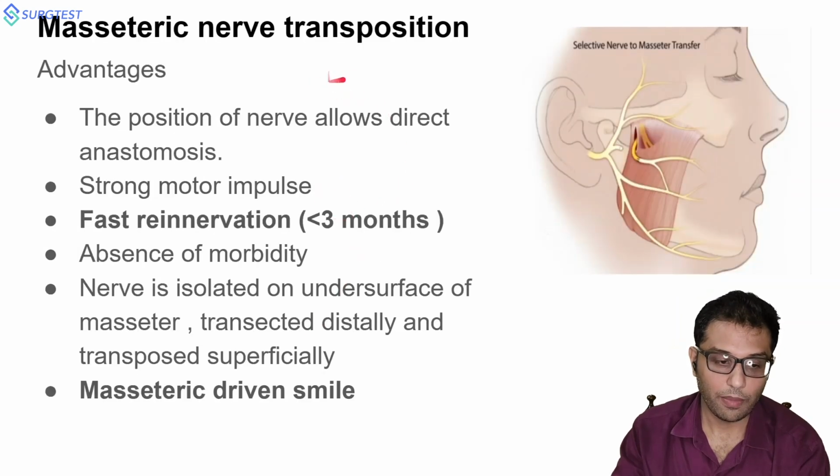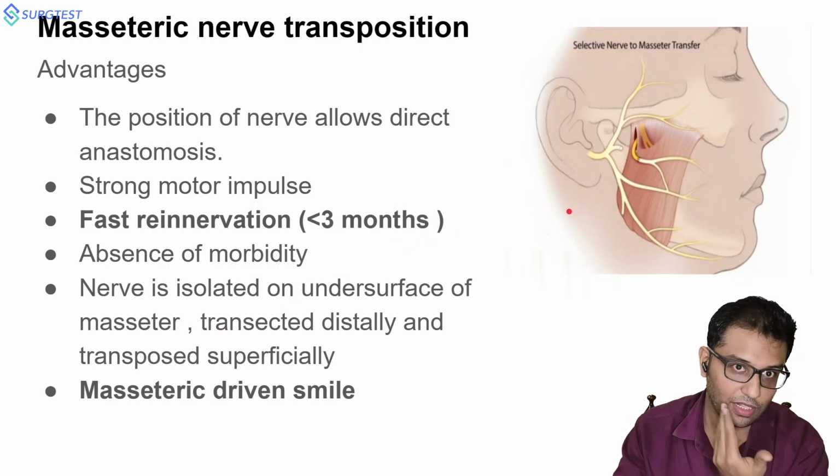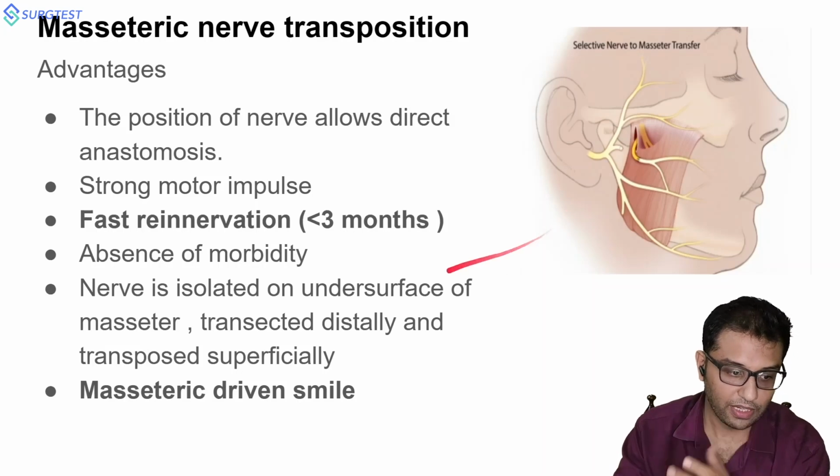Now, coming to masseteric nerve transposition, the advantages over the hypoglossal is that the position of nerve allows direct anastomosis. We don't need to take an auricular nerve jump graft. There is a strong motor impulse. Reinnervation occurs quickly, within 3 months. There is absence of morbidity because it is the same site, and masseter muscle is less important than the tongue muscle, where hypoglossal is supplying, which is more important. So morbidity is comparatively less.